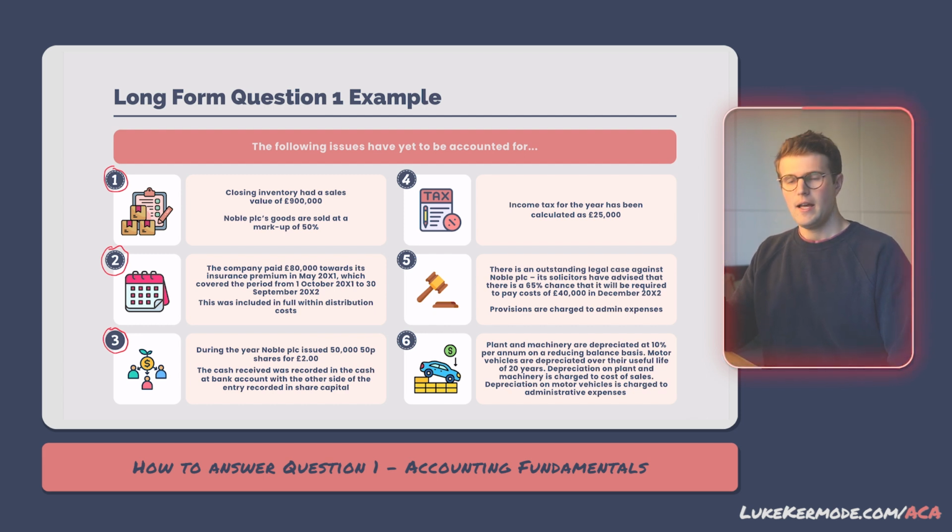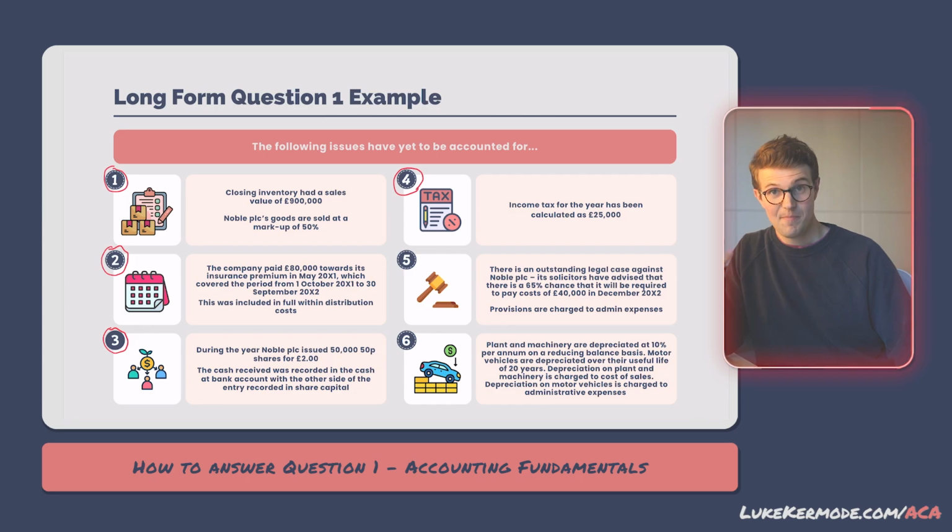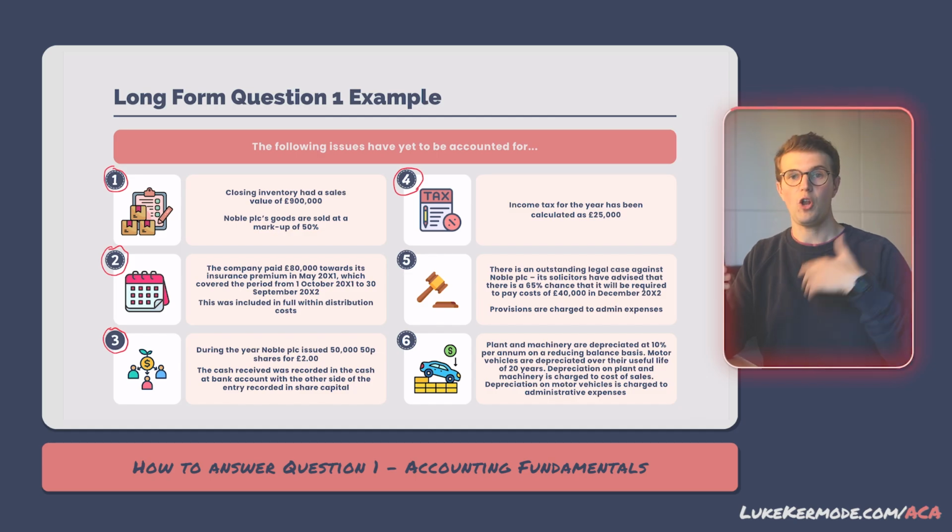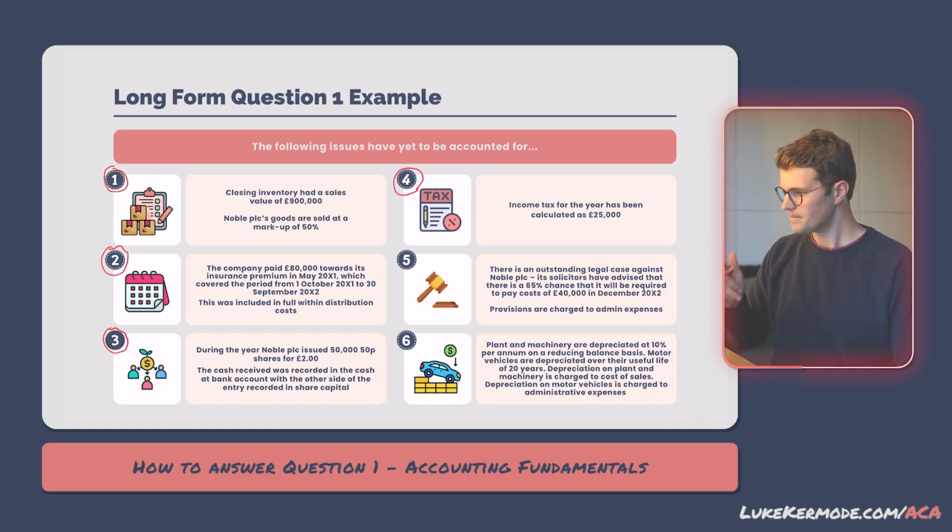Issue 4, income tax. So income tax for the year has been calculated at £25,000. This amount must be recognised as both an expense in the income statement and as a liability in the balance sheet, as company tax is paid in the following accounting year, not the current year.